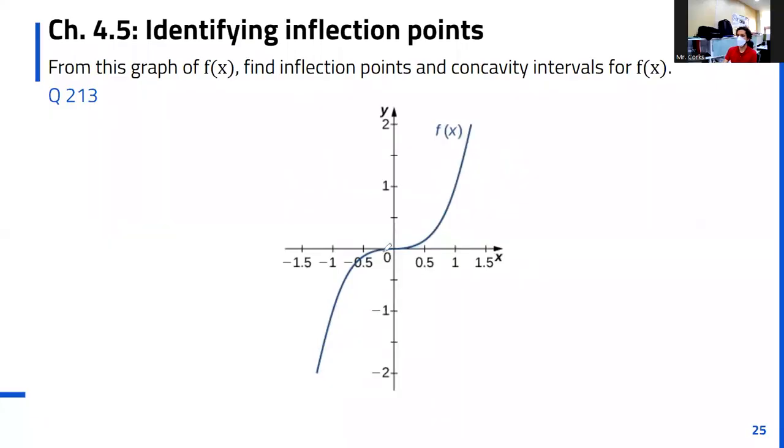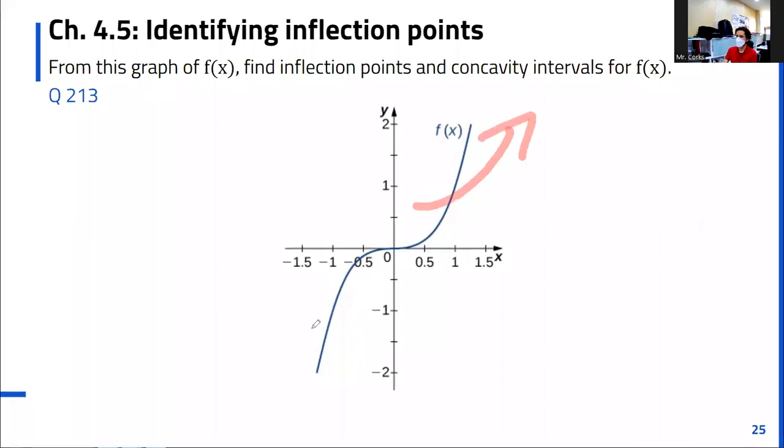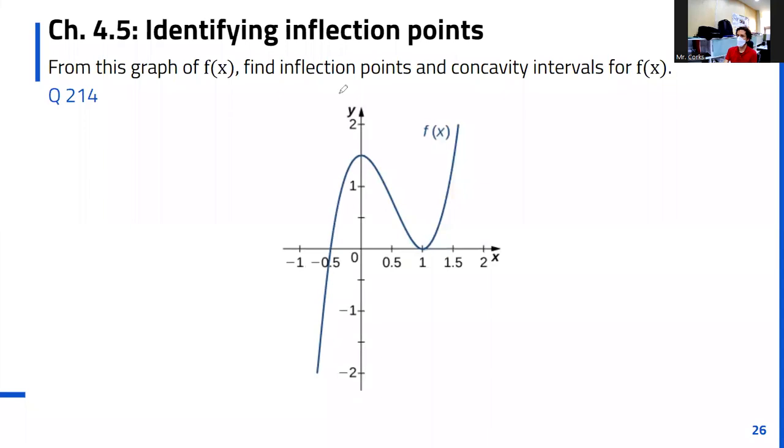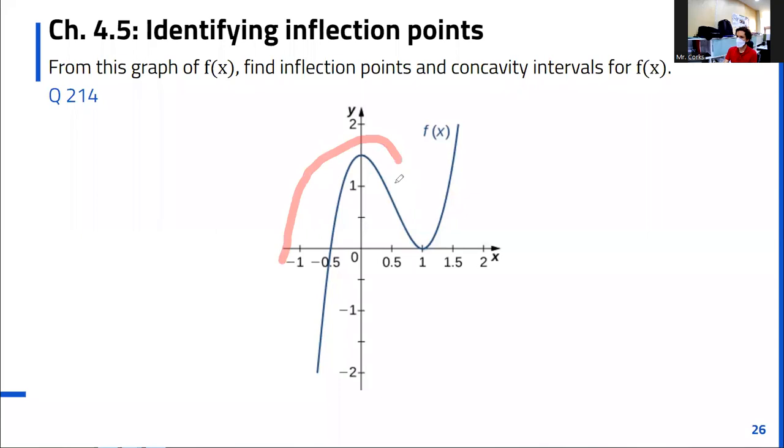Next one. Okay, we have curving up here. So concave up here, concave down here. And then we have this inflection point between the two of them. That's it. Here we have curving down, inflection point, curving up. Still just one inflection point and two intervals.